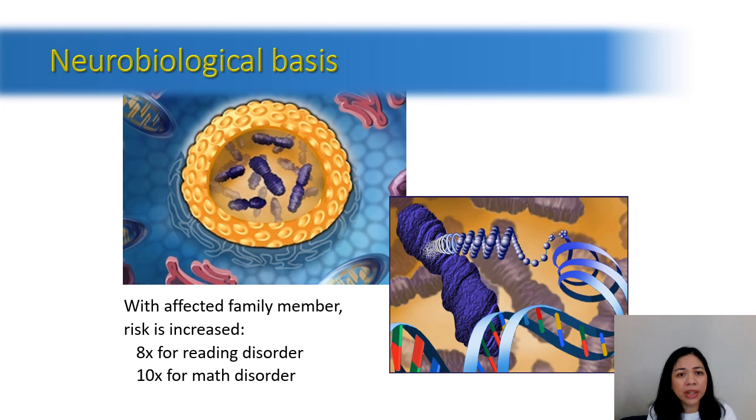What is the neurobiological basis? So we know that it is neurobiological because with an affected family member, the risk is increased 8 times for a reading disorder and 10 times for math disorder. So there is genetic predisposition. It usually runs in families. So when I have a child that I diagnose to have dyslexia, for example, in my clinic, I can often trace one or the other parent also having a history of reading difficulties and even current spelling difficulties as adults.